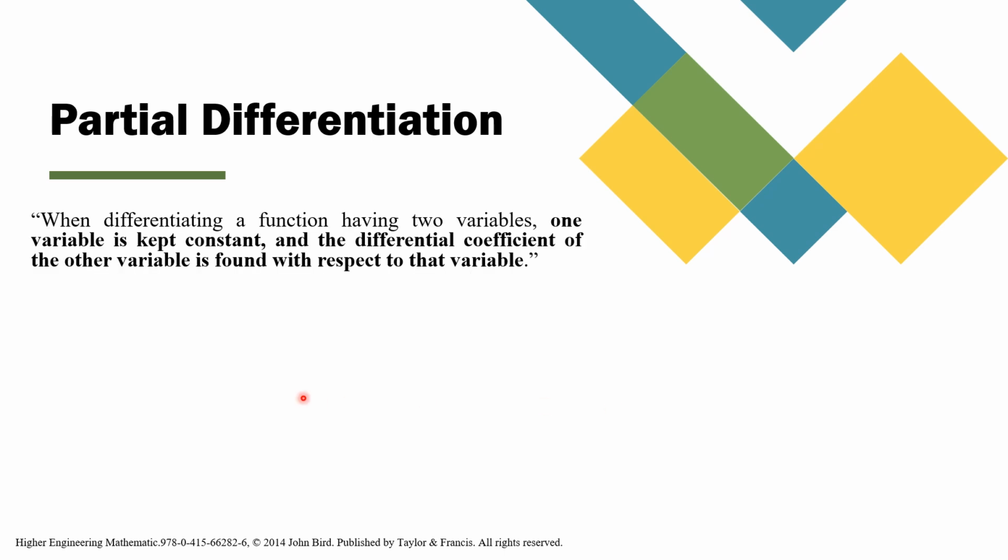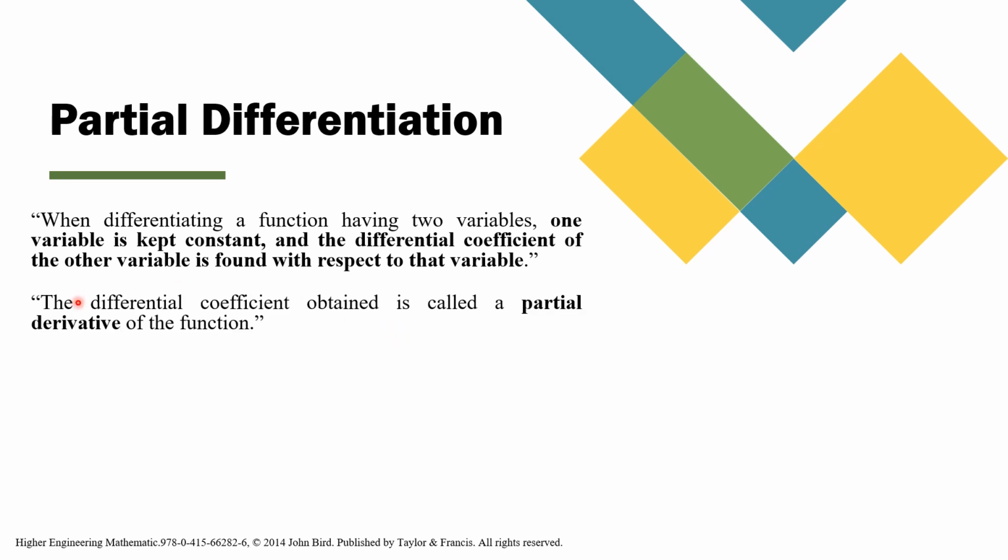Partial differentiation is when we differentiate a function having two variables. In these two variables, one variable is kept constant, and the differential coefficient of the other variable is found with respect to that variable. The differential coefficient obtained is called a partial derivative of the function, right?